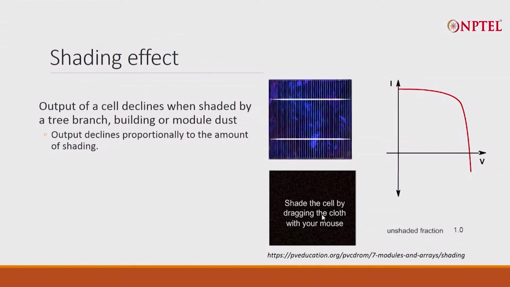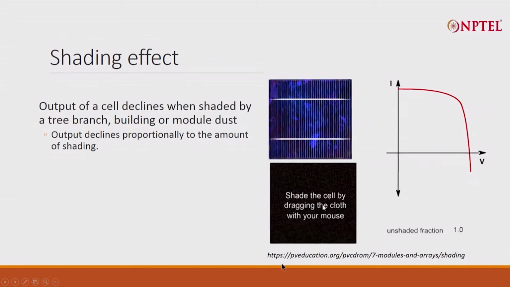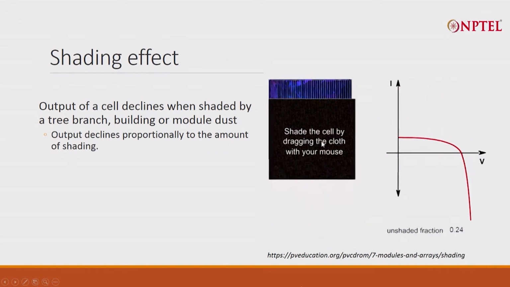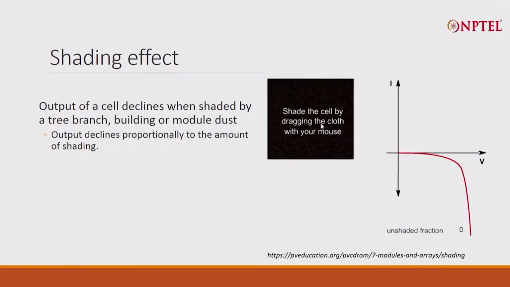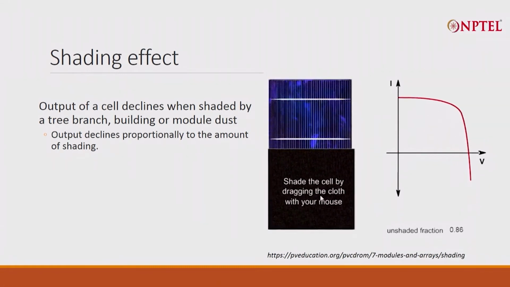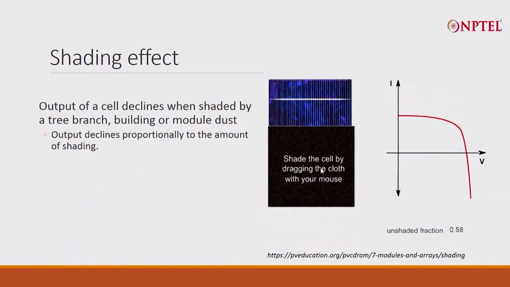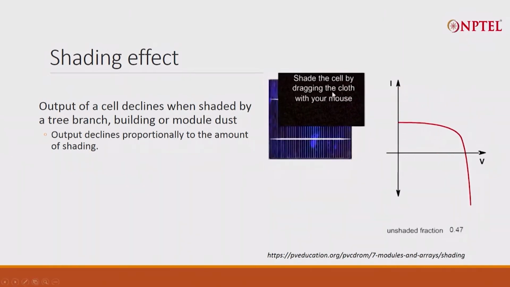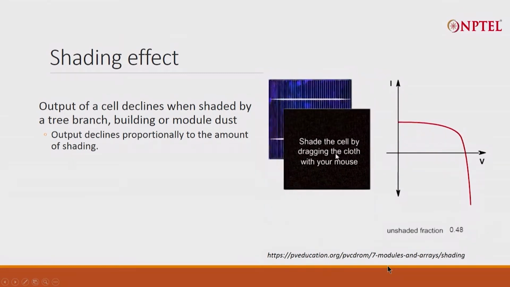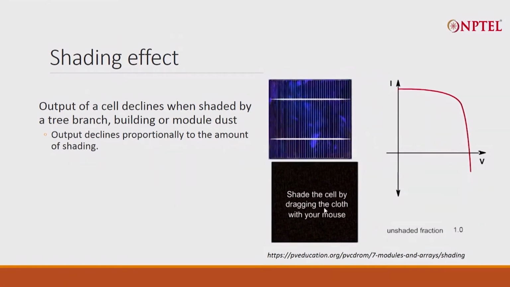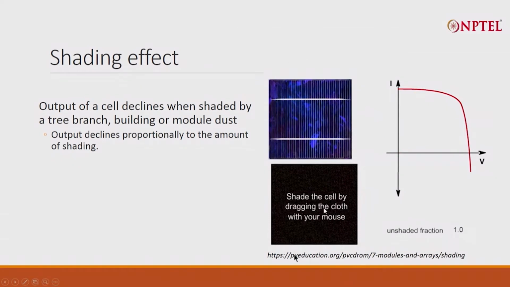Now, let us look at this interesting thing, the shading effect. Output of a cell declines when it is shaded by a tree branch. So, this is my normal curve. Now, let me see what happens if I shade. If I shade this slightly, the current keeps on falling. I think this is an extremely important shading example. It has been taken from this. If you see, the unshaded fraction will start giving you current and the shaded one will not give you current.